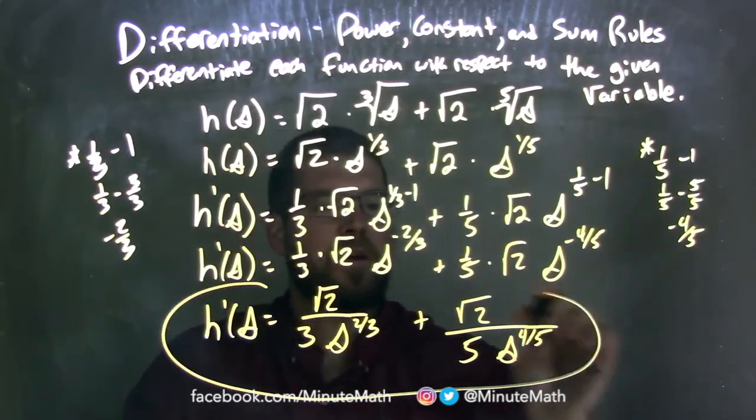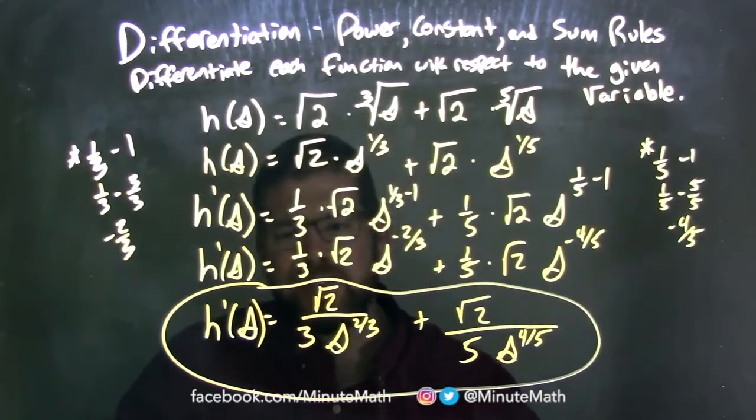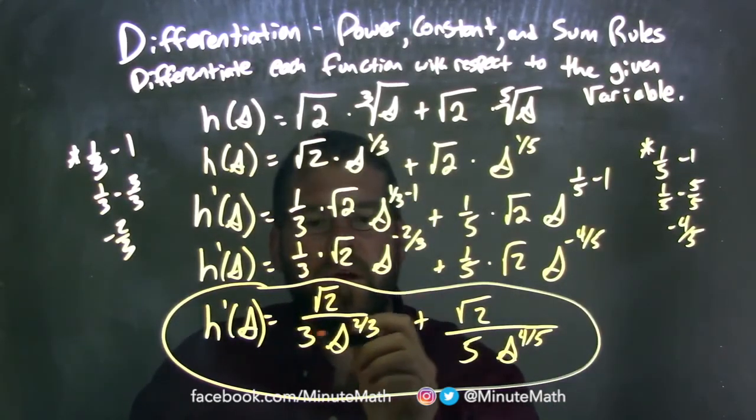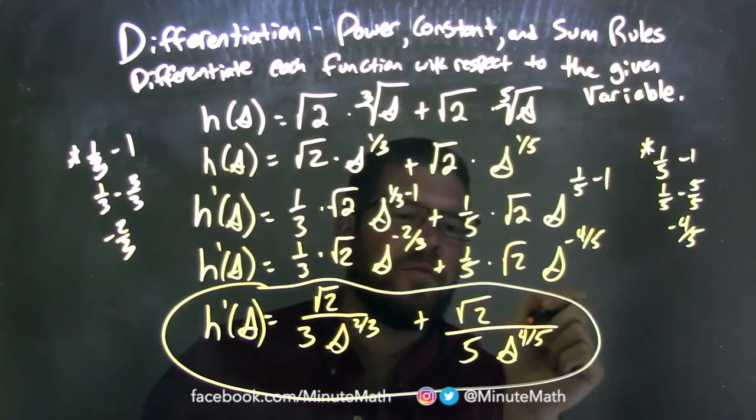Our final answer here, where I forgot to put a little parenthesis around the s there: h prime of s is equal to square root of 2 over 3 times s to the 2/3 power, plus the square root of 2 over 5 times s to the 4/5 power.